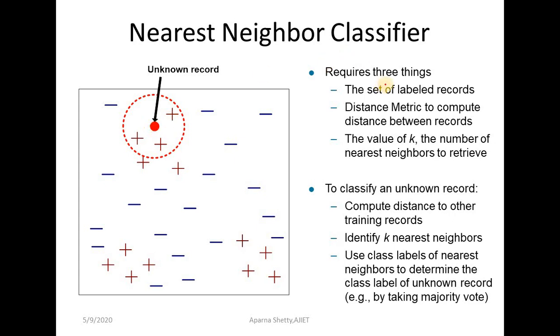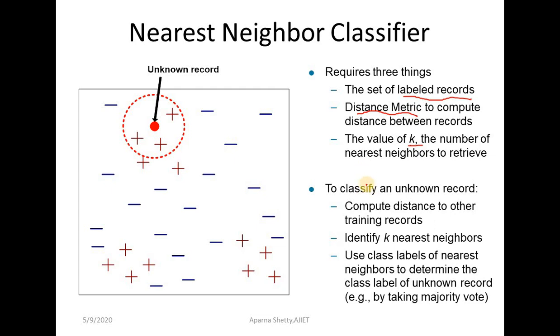This classifier requires three things. First, it requires a set of labeled records. We can see the different labeled records. Next, it requires a distance metric to compute the distance between the records. And finally, you need the value of k, that is, the number of nearest neighbors to retrieve. So how many nearest neighbors to retrieve? These three things are required.